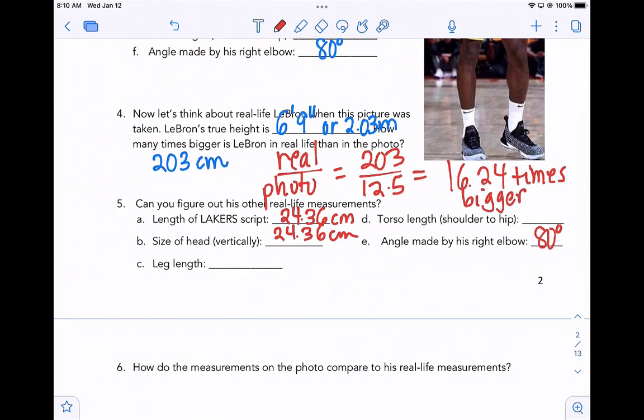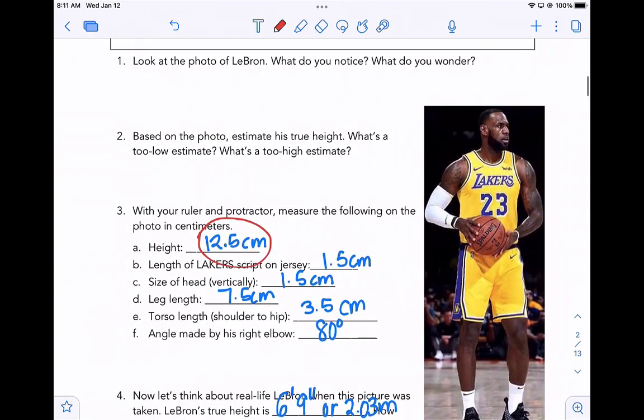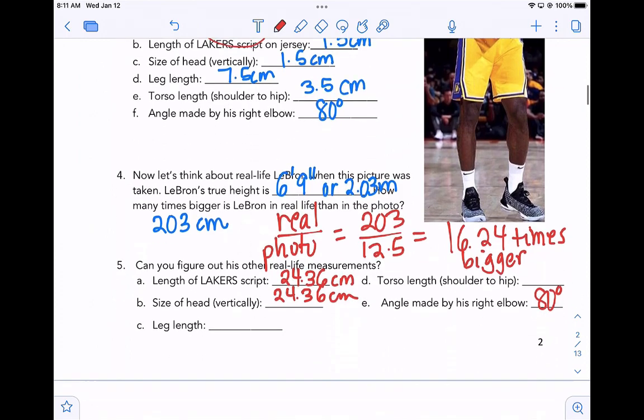Number 6, how do the measurements of the photo compare to his real-life measurements? So how do you answer that? And class will talk about that. And then it does talk about what is his real-life torso to his leg ratio. And then what do you notice? So if we take a look at his real life torso to leg ratio versus the ratio that we have in centimeters.